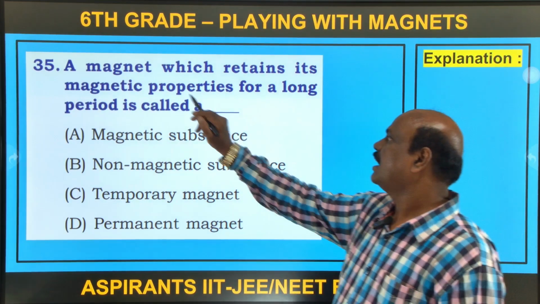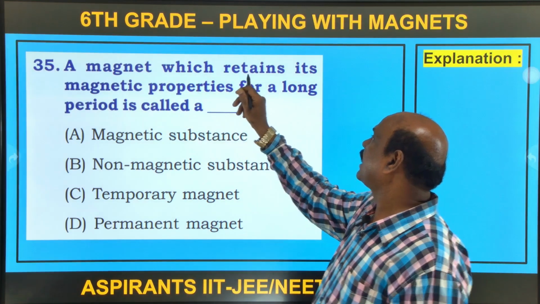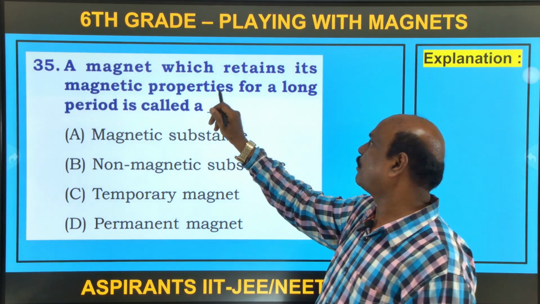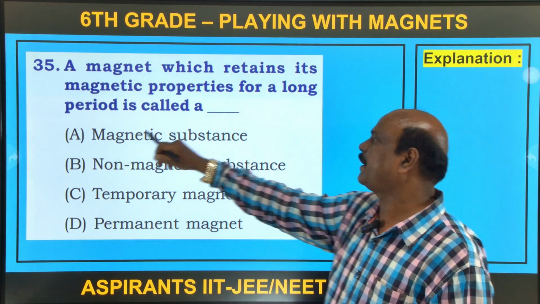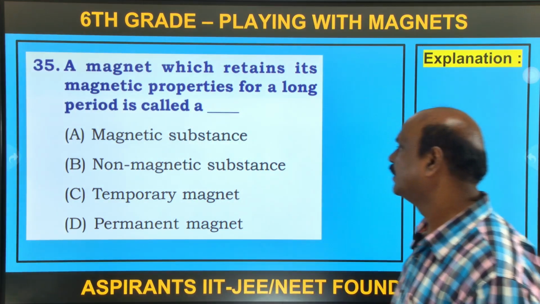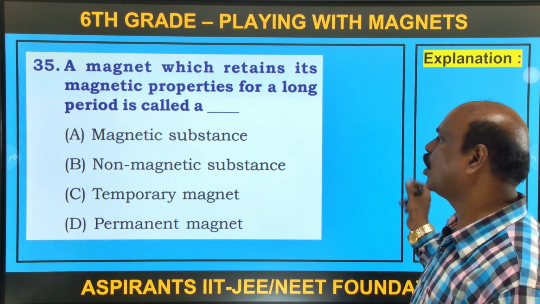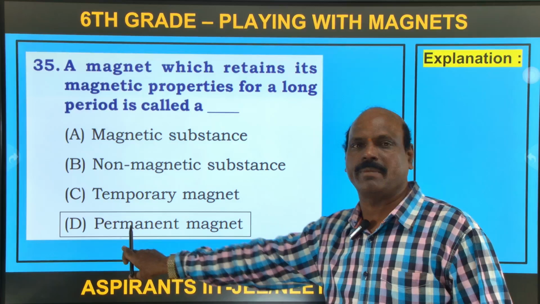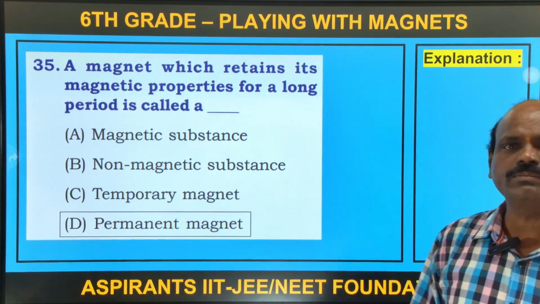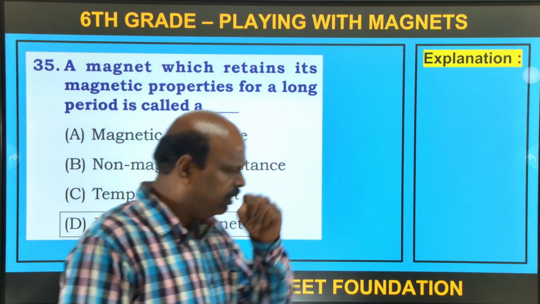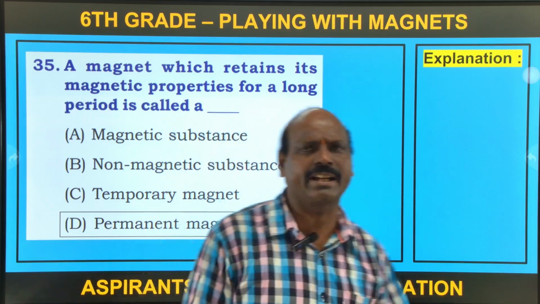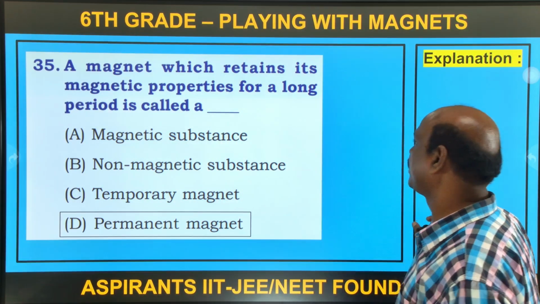Next, a magnet which retains its magnetic properties for a long period is called as, if they have a long period, then they are called permanent magnets. What do we call them? Permanent. These magnets will lose their magnetism only when demagnetized.